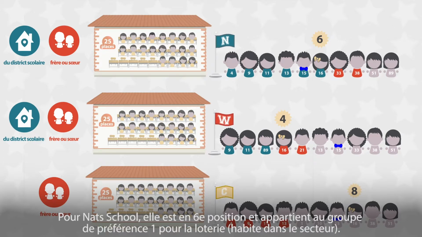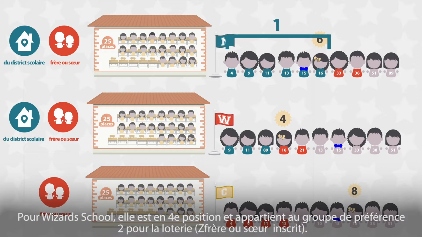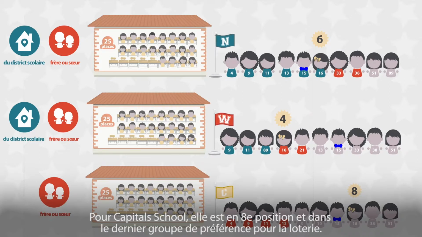For Nat's School, she is 6th in line and part of Lottery Preference Group 1, in boundary. For Wizard School, she is 4th in line and part of Lottery Preference Group 2, Sibling Attending. For Capital School, she is 8th in line and in the last Lottery Preference Group.